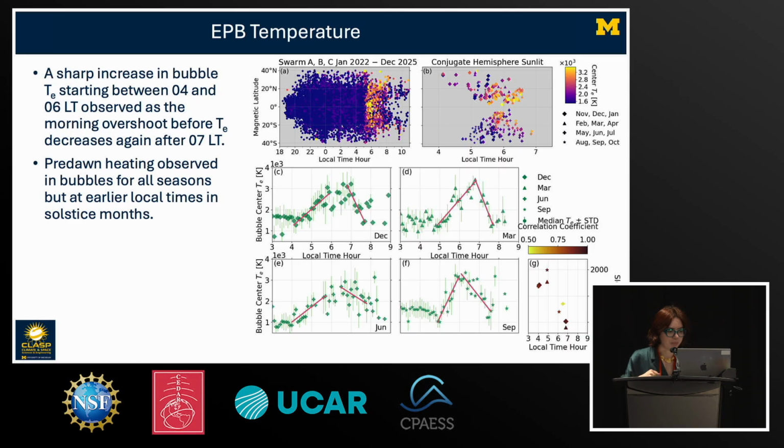Additionally, we can look at the bubble temperature for the different solstice and equinox months shown in the bottom panels. We can see that for solstice, we have an increase in temperature starting at earlier local times, around 4 local time, and for equinox starting around 5 local time. We believe that this is a result of pre-dawn heating, which we can look at in the top panel, letter B. That is when the bubble detection is in darkness, but the conjugate point is sunlit. So photoionization travels from the sunlit part to the dark part, causing heating in the bubble, and it would be earlier during solstice months because we have more uneven heating in the ionosphere at that time.